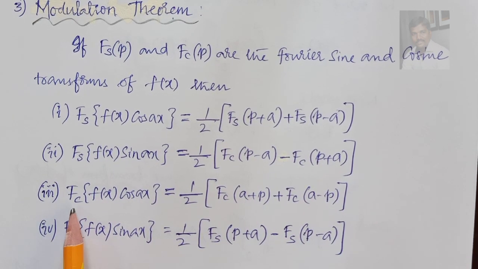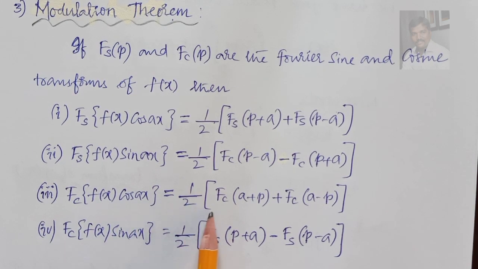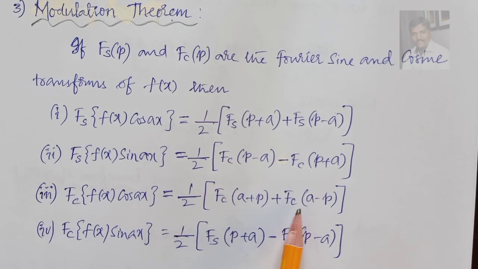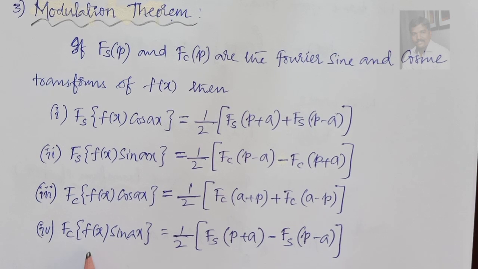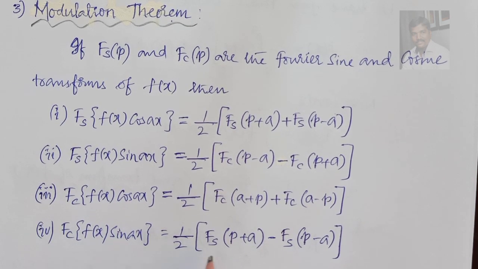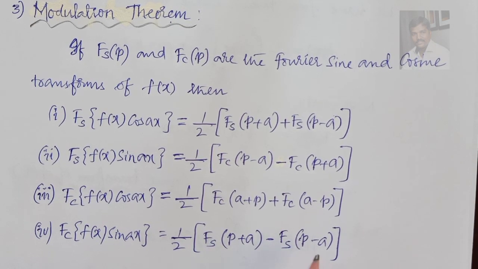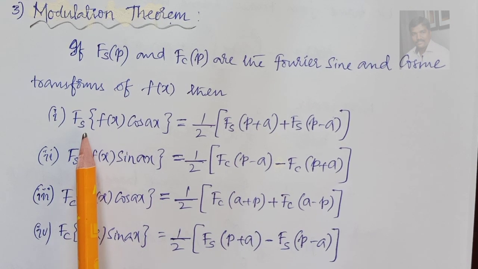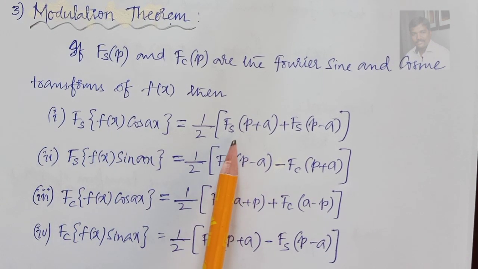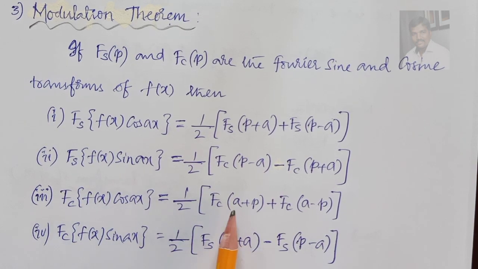Similarly here we have Fc, the Fourier cosine transform of f(x) cos ax, is equal to 1/2 [Fc(a+p) + Fc(a-p)]. And the last one, Fc of f(x) sin ax is equal to 1/2 [Fs(p+a) - Fs(p-a)]. Okay, so here Fourier sine transform and Fourier sine, and here Fourier cosine transform, here also we have Fourier cosine transform.